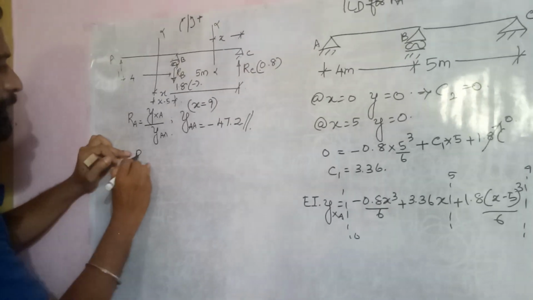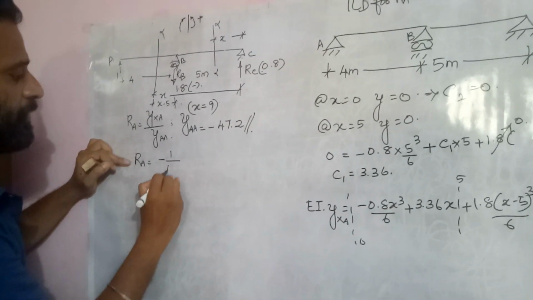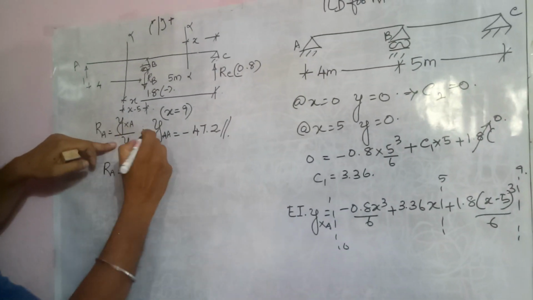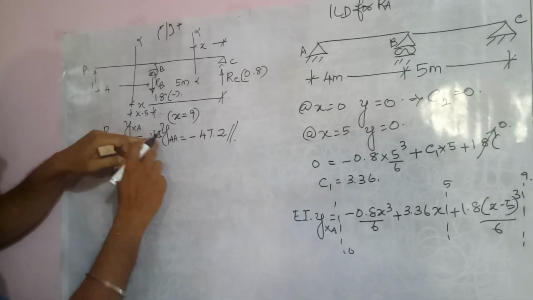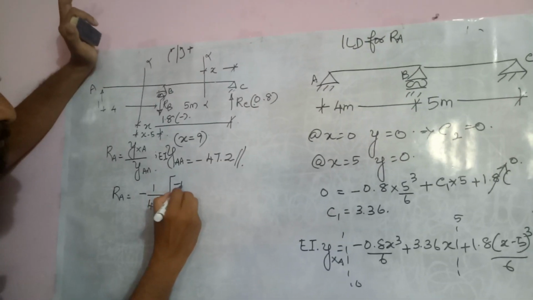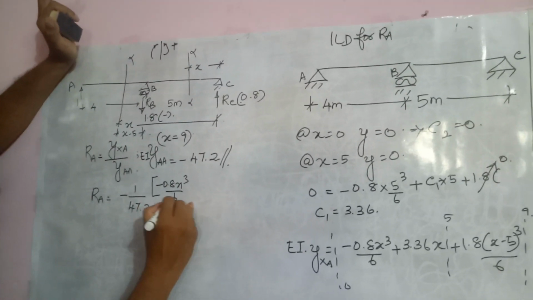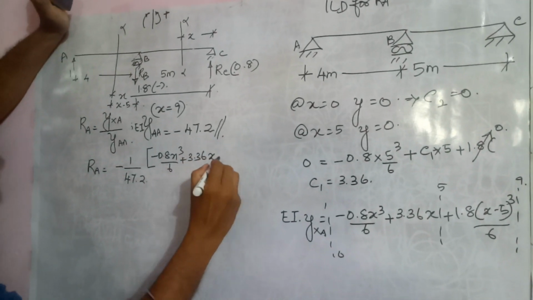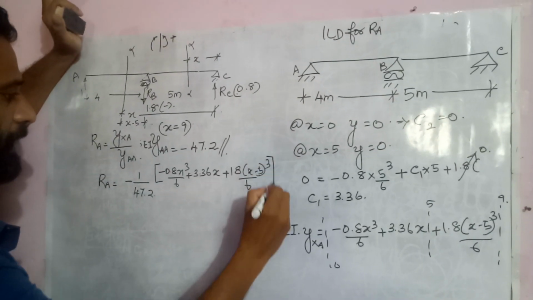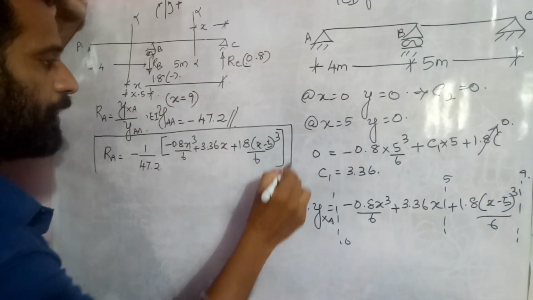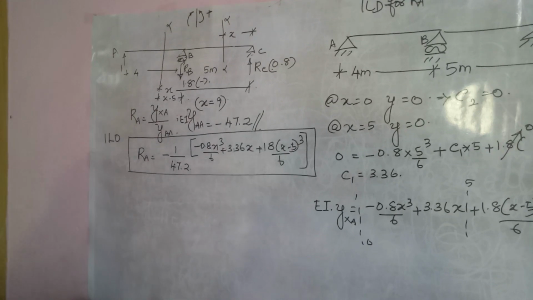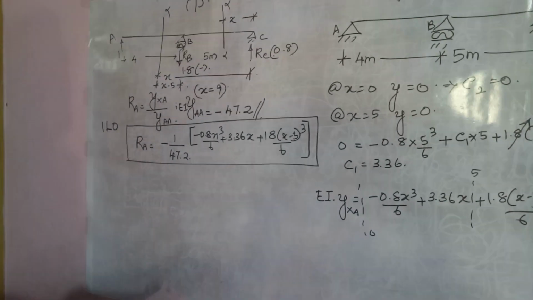Now I substitute the value, RA will be equal to minus 1 by 47.2. Since you can see there is an EI here, and for this equation also there will be an EI, so this EI gets cancelled. So minus 47.1 by minus 47.2 into y of XA is 0.8 x cube by 6 plus 3.36 x plus 1.8 into x minus 5, the whole cube divided by 6. And this is the ILO, influence line ordinate for RA. So for these conditions, we need to find out the values.